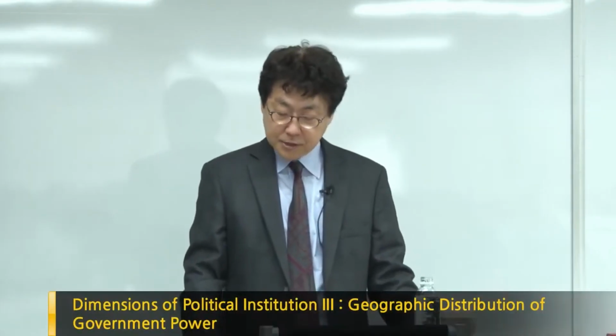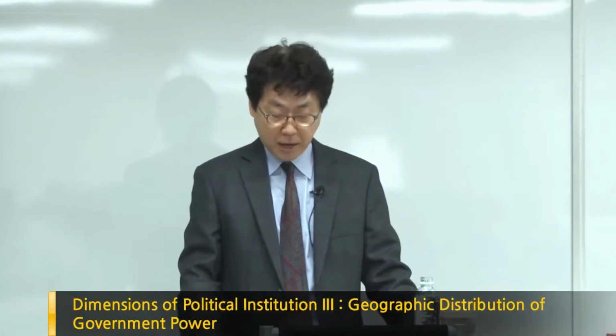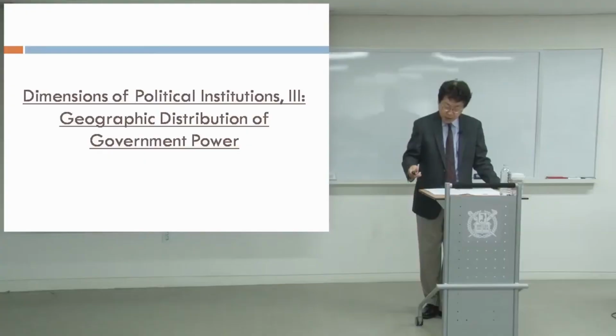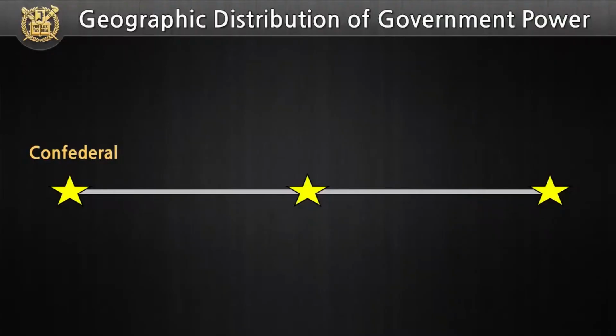Number 3, geographic dimension of government power. And according to the geographic dimension of power, we have confederal systems at one extreme and unitary systems at the other extreme and federal systems in the middle. Okay, this was what I intended to show you.